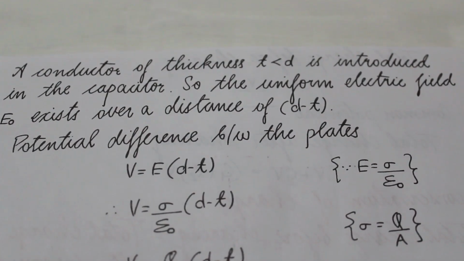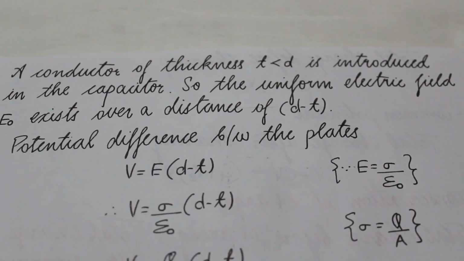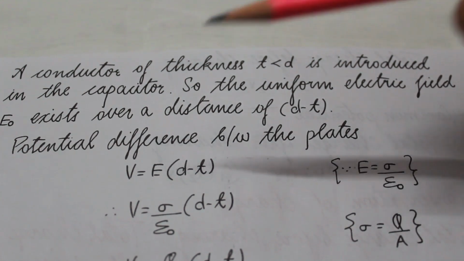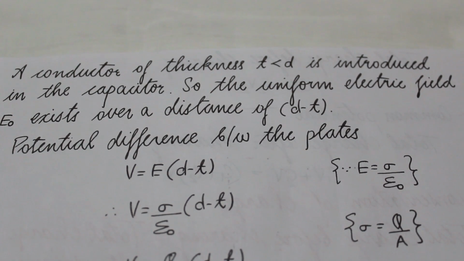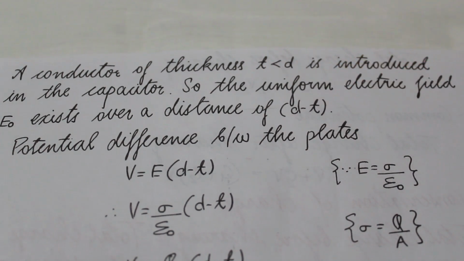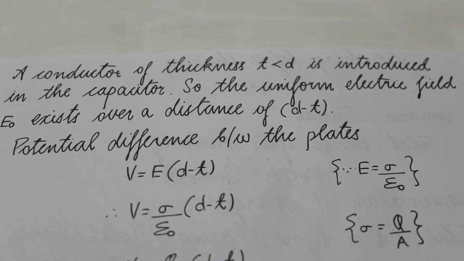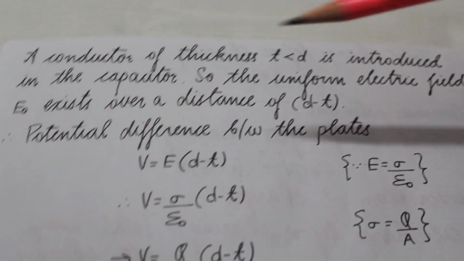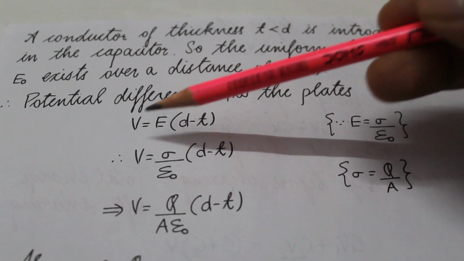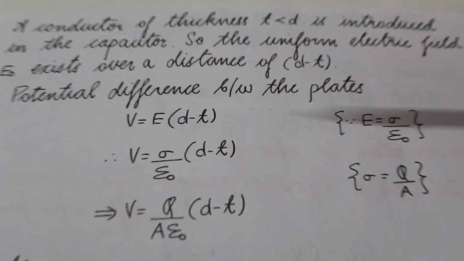As we have already discussed, a conductor of thickness t which is less than d, where d is the distance between the two parallel plates of a capacitor, is introduced in the capacitor. So the uniform electric field, that is E0, which has been produced by the plates of the capacitor, will exist over a distance of d minus t, because in the region t there is a conducting slab and the electric field inside a conducting slab is 0. So the potential difference will be V is equal to Ex. We know that V is equal to Ex, where x will be equal to d minus t.